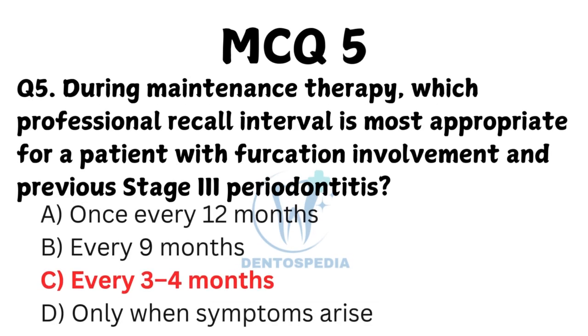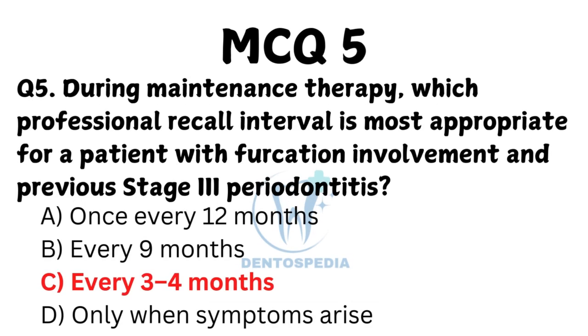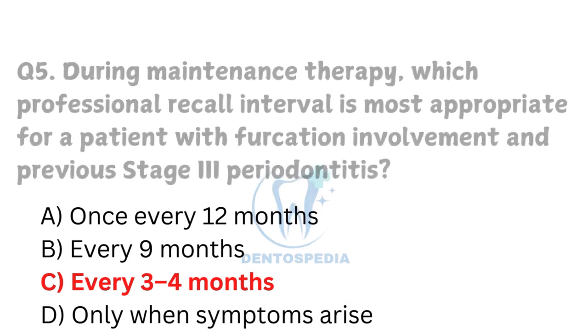The correct answer is C. Every 3 to 4 months. Why? Patients with furcation involvement and advanced periodontitis are considered high risk. They require supportive periodontal therapy at short recall intervals to prevent recurrence of disease and tooth loss. Now the other options. Annual or 9-month recalls are too infrequent for high-risk perio patients. Waiting for symptoms is unacceptable because periodontal disease is usually painless until advanced.